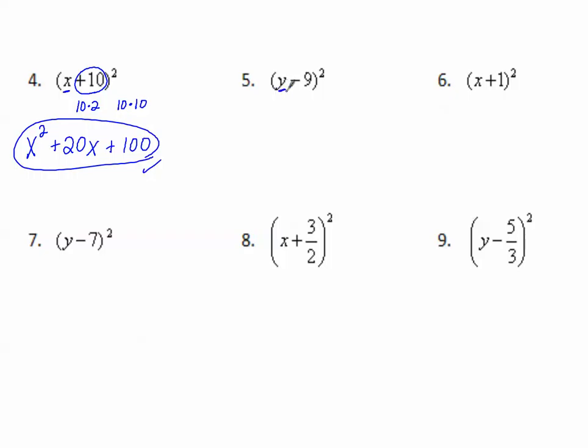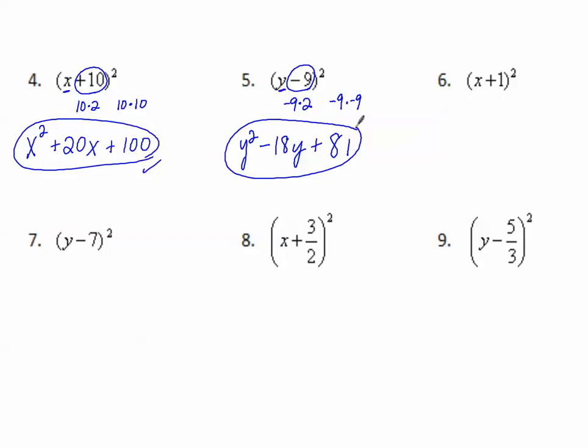Y is the letter, so y squared will go first. Negative 9 is the number. Negative 9 times 2, negative 18. Put y, the variable, next. Negative 9 squared means negative 9 times negative 9, positive 81. It will always be positive because squaring a number always gives a positive.